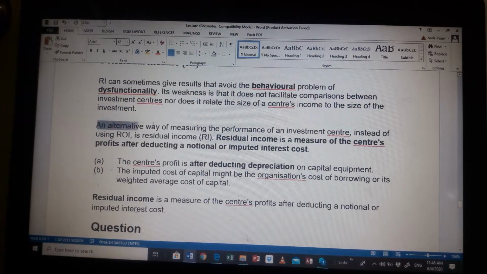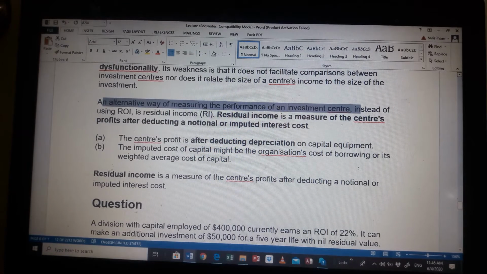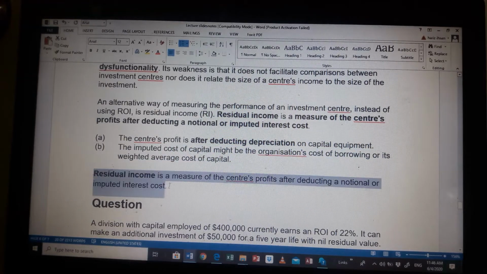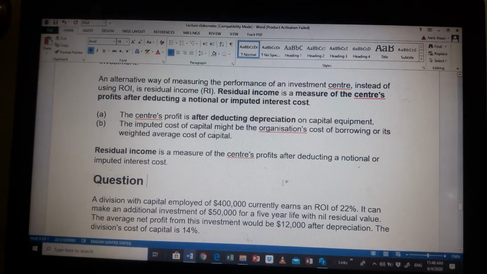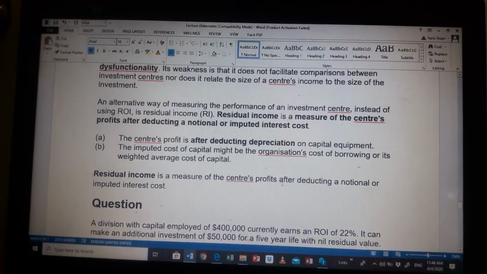Okay, so in this measurement, the center's profit is after deducting depreciation on capital equipment. The imputed cost of capital might be notional cost. So residual income is basically a measure of the center's profits after deducting a notional or imputed interest cost. Now that is very self-explanatory. Center's profit after deducting a notional or imputed interest cost.